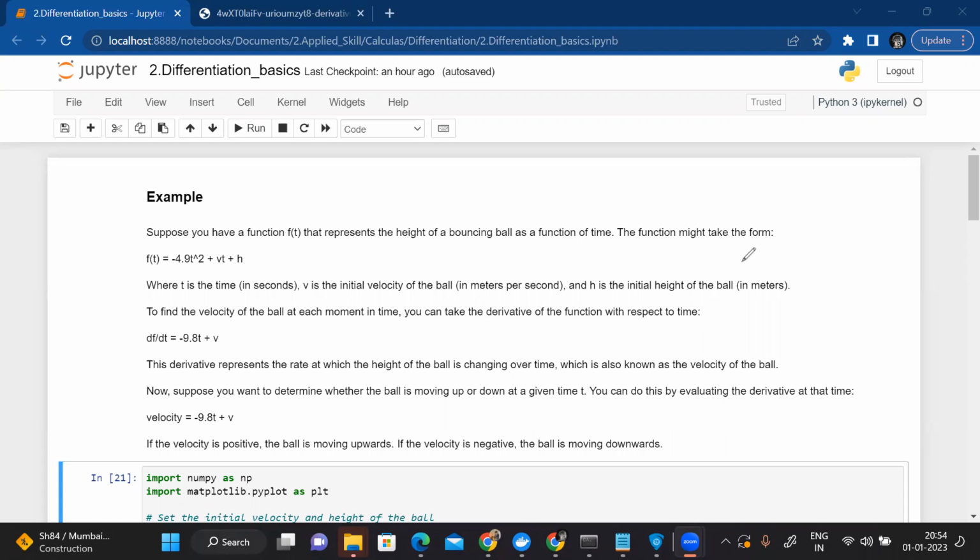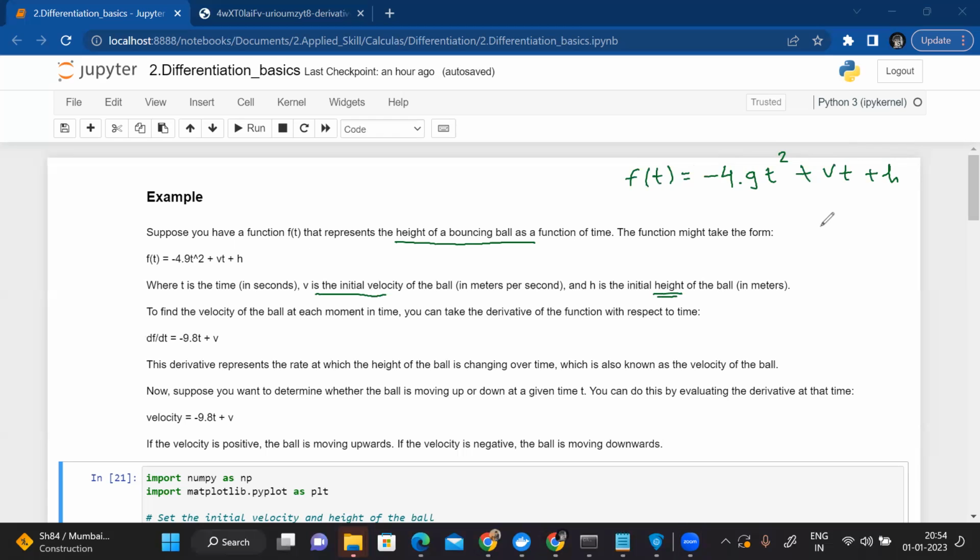Let's say we have a function f of t that represents the height of a bouncing ball as a function of time. Okay, so we have a function f of t here. You can see minus 4.9 t square plus vt plus h. So here t is your time, v is initial velocity, and h represents height basically.